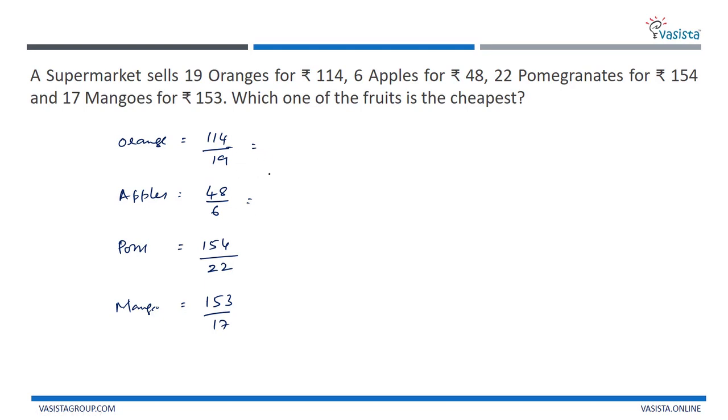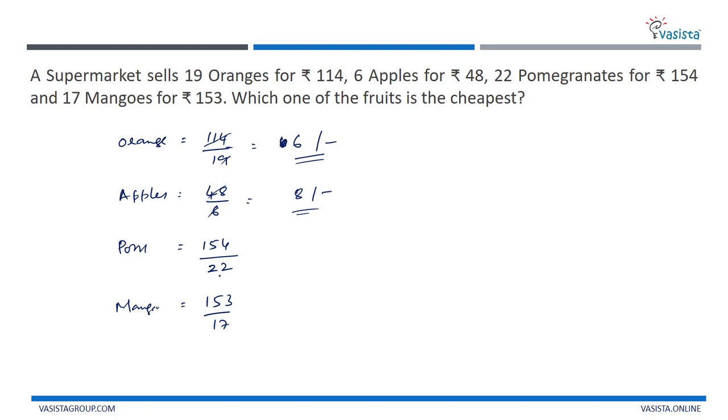Orange. So orange is how much? 19 times 6 is 114. You can check: 9 sixes are 54, 4 and 5 carry, 1 six is 6 plus 5, 11. So this is going to be 6 rupees. This is 6 rupees for an orange. Then 6 ones are 6, 6 eights are 48. So 8 rupees for each apple.